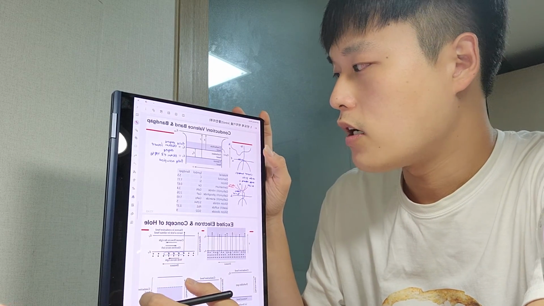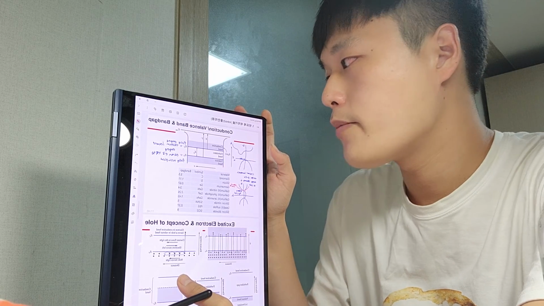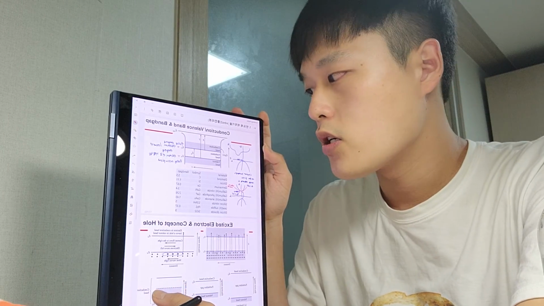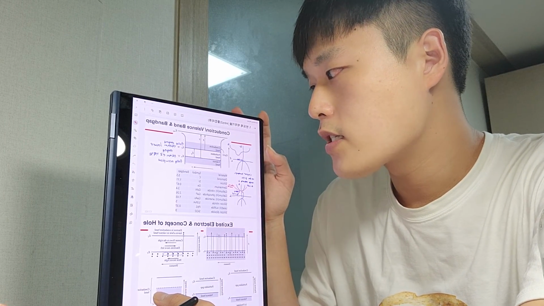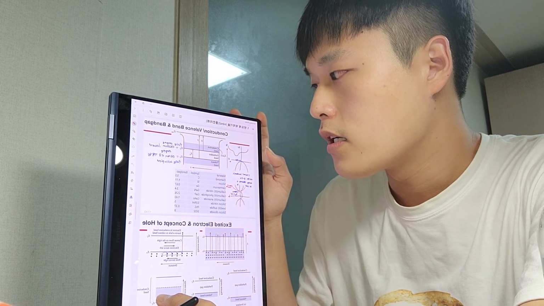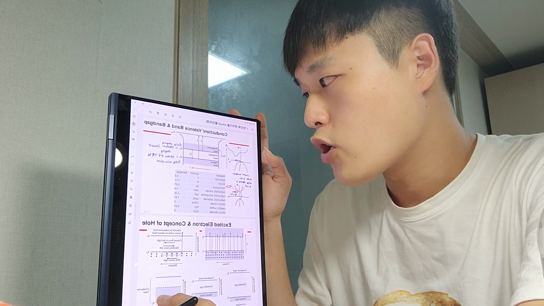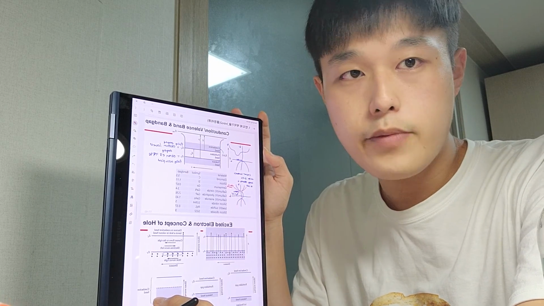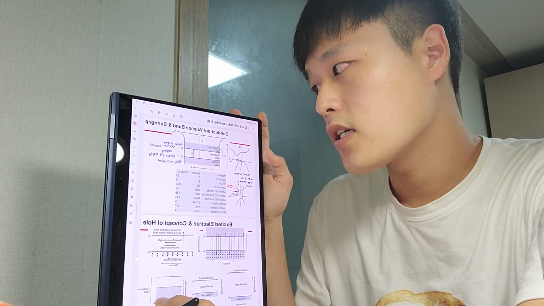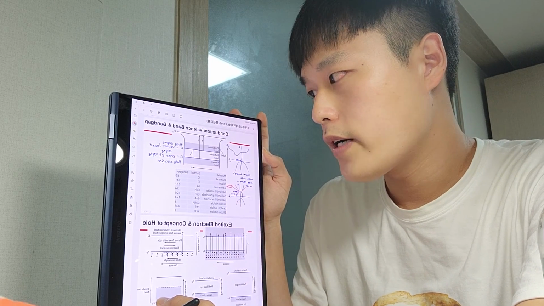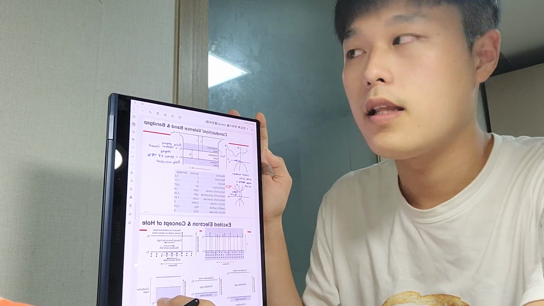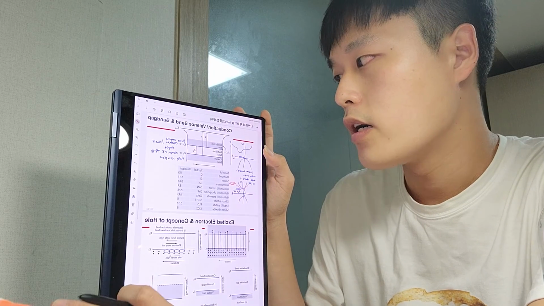And we also learned about the conduction band and valence band of the band theory. So the valence band means that at 0K, electrons are fully occupied, and the conduction band means that at 0K, the lowest empty level is over there and it is fully empty.